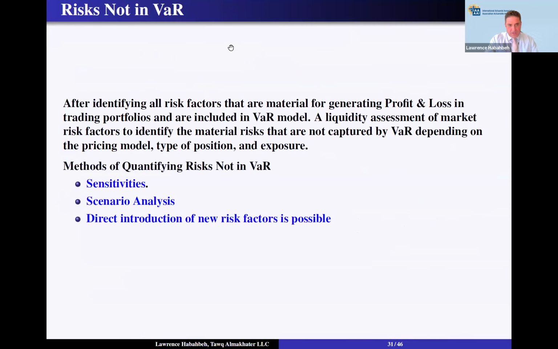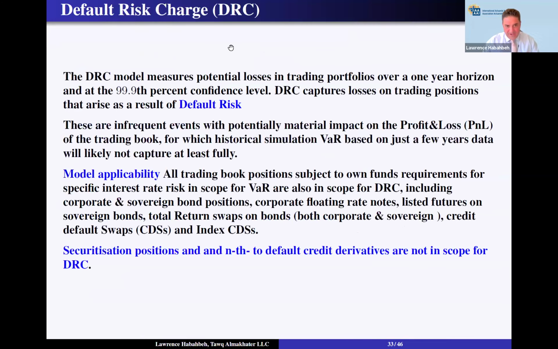The rating migration of the underlying obligor. And the second risk factor is outright default of the underlying obligor. So Basel 2.5 introduced the incremental risk charge model, and it is computed over a 1-year capital horizon at the 99.9 percentile. The incremental risk charge, which is the Basel 2.5 model, takes into account two risk factors driving losses in a trading portfolio.